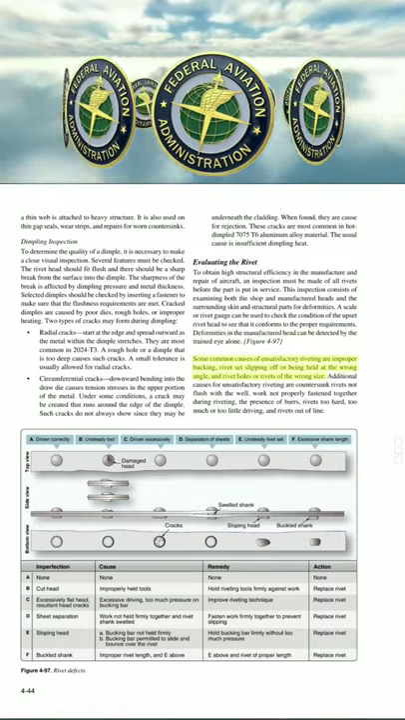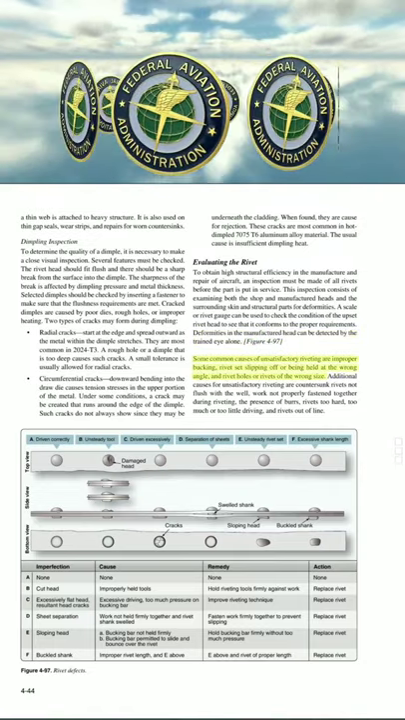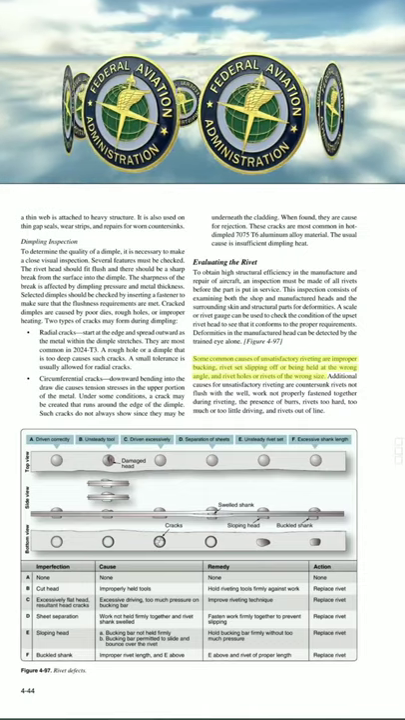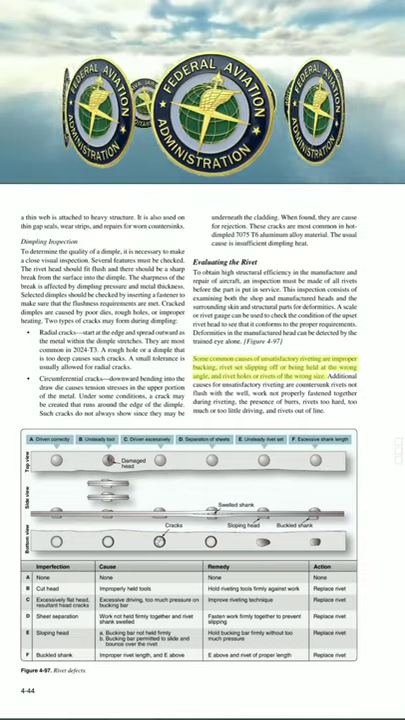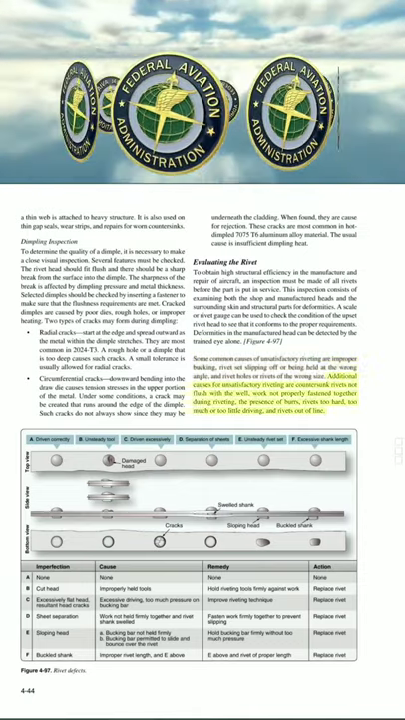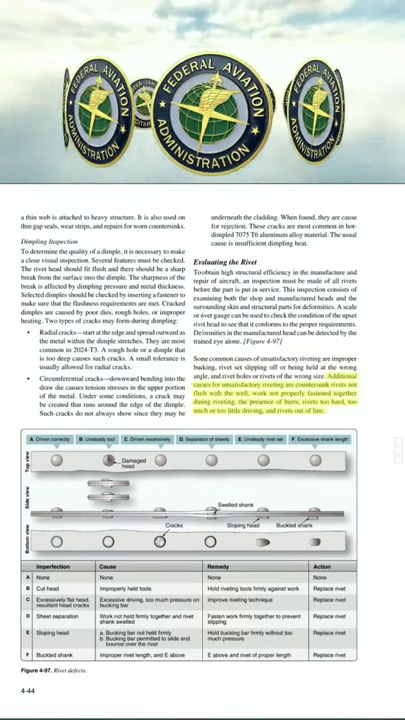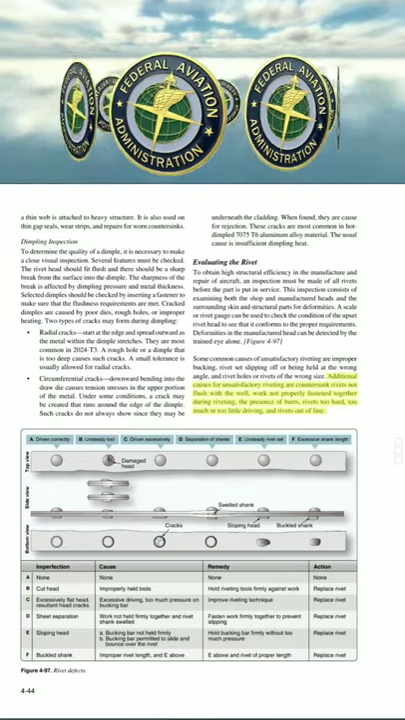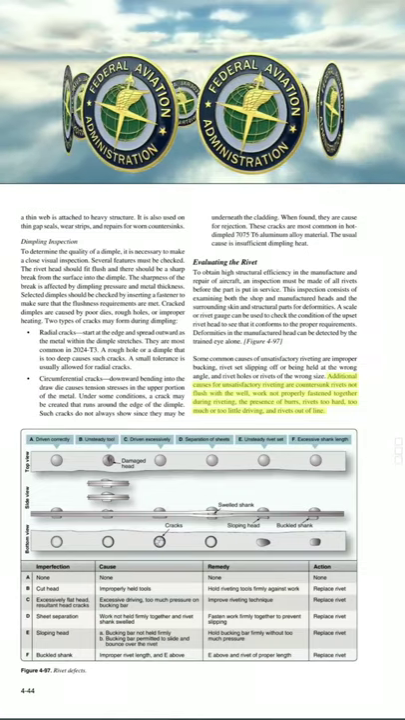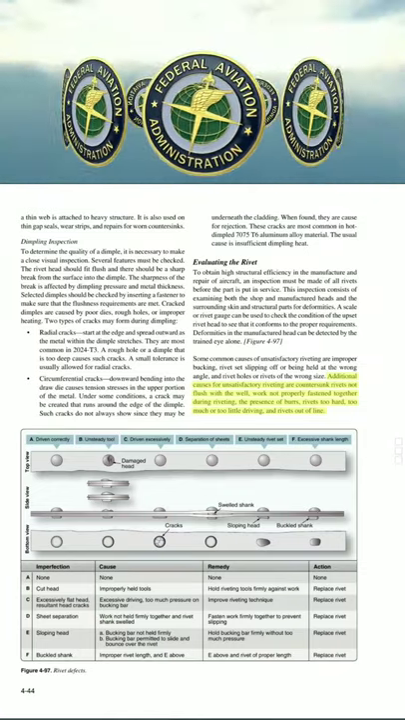Figure 4-97. Some common causes of unsatisfactory riveting are improper bucking, rivet set slipping off or being held at the wrong angle, and rivet holes or rivets of the wrong size. Additional causes for unsatisfactory riveting are countersunk rivets not flush with the well, work not properly fastened together during riveting, the presence of burrs, rivets too hard, too much or too little driving, and rivets out of line.